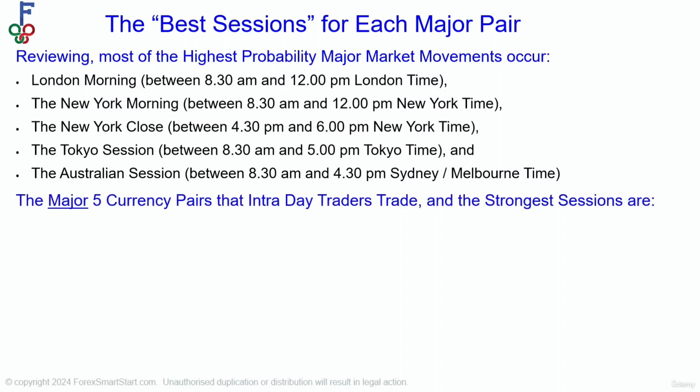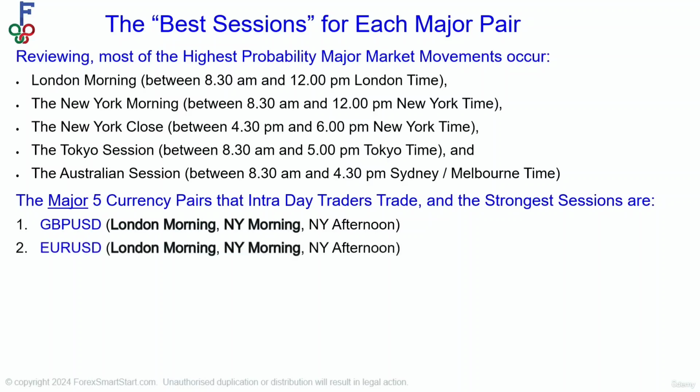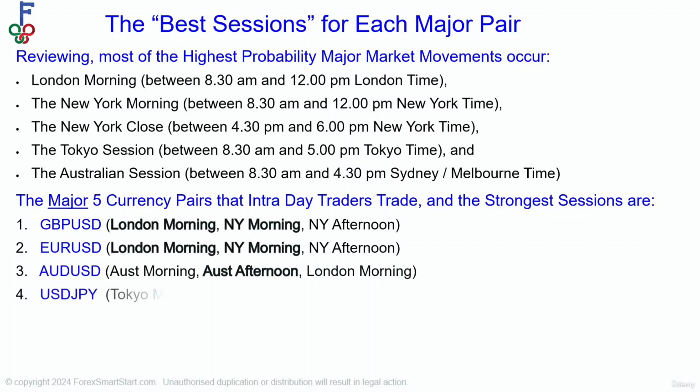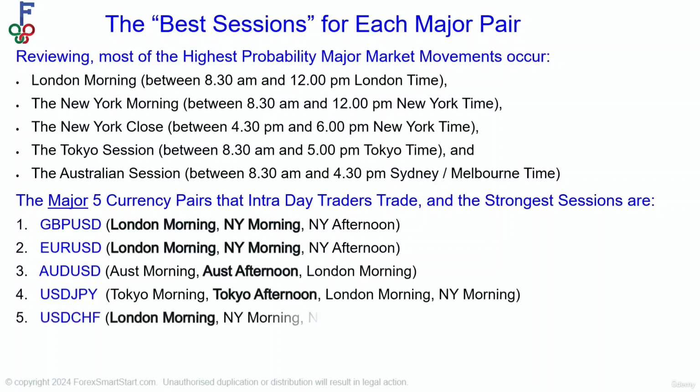The major 5 currency pairs that intraday traders trade and the strongest sessions are: GBP/USD, London morning, New York morning, and New York afternoon; Euro/USD, London morning, New York afternoon; Australian dollar/US dollar, Australian morning, Australian afternoon, London morning; USD/JPY, Tokyo morning, Tokyo afternoon, London morning, New York morning; USD Swiss franc, London morning, New York afternoon.